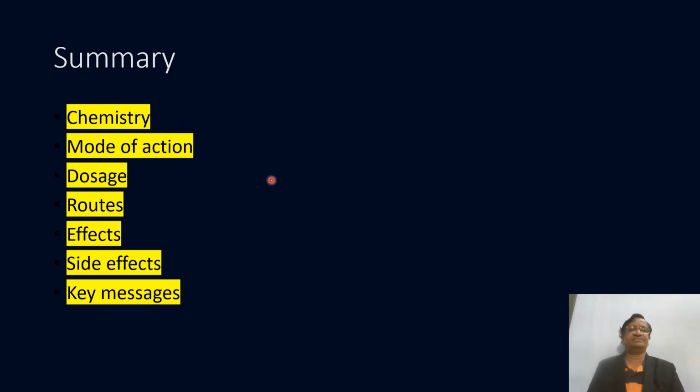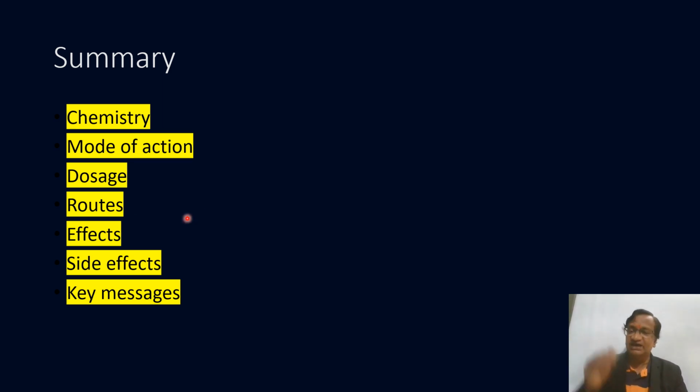So tramadol hydrochloride, the chemistry is a synthetic analog of codeine. Mode of action is about mu, serotonergic, noradrenergic mechanisms. The dosage we have told is available as so many 100 milligrams suppositories, 100 milligram IV, IM, and subcutaneous also we can use, epidural we can use, spinal we can use, as an ointment we can use. So many things are there.